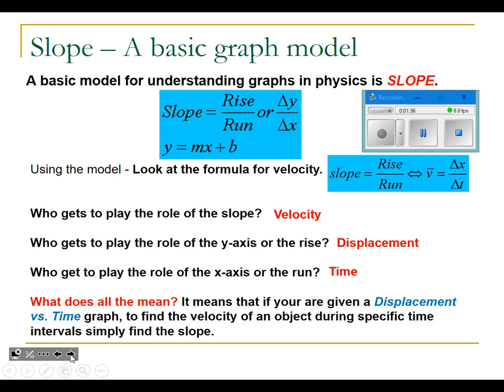It means that if you're given a displacement versus time graph, to find the velocity of the object during a specific time interval, all you have to do is find the slope. So the slope of a position versus time graph gives you the velocity. That's a key point to make sure you write down.